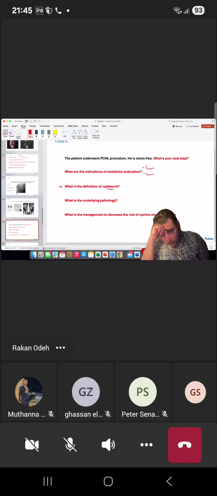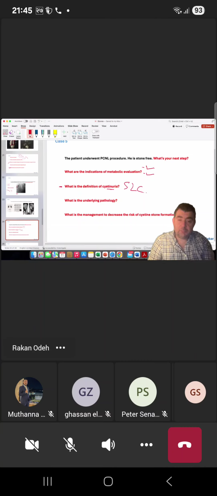Normally it's related to the SLC3A1 and also SLC7A9. It will lead to a defect in the reabsorption of cysteine, ornithine, lysine, and arginine. The only one that is insoluble is cysteine. This is why it tends to have more stone formation.